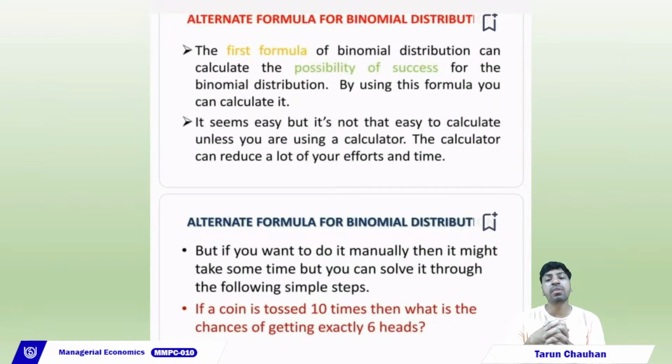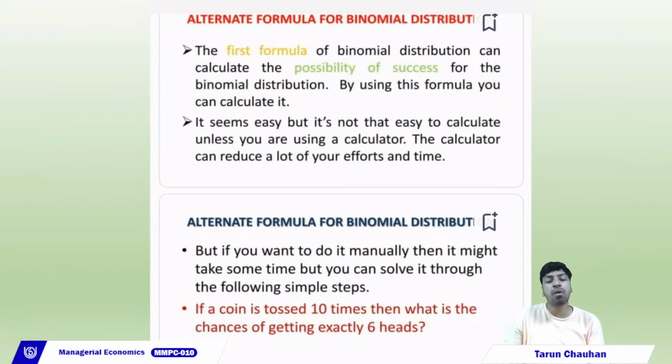So let's talk about the alternate formula which has been shown, where the probabilities of all the trials are added, and which is equal to 1. It could be used when the n and p values are given to you. So let's take a question over here. If the coin is tossed 10 times, then what is the chance of getting exactly 6 heads? When you have heads and tails, we always use binomial.